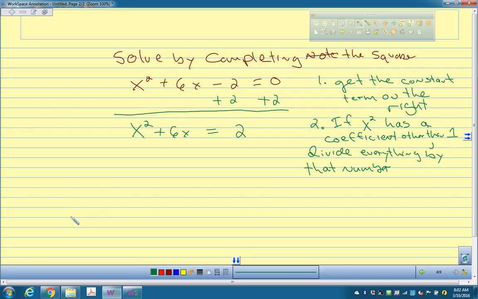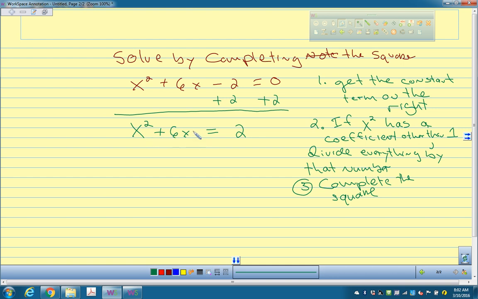If a is not equal to 1, then factor it. Okay? So step 3 is to complete the square. Complete the square. So the process of completing the square, that's what we're going to do here.